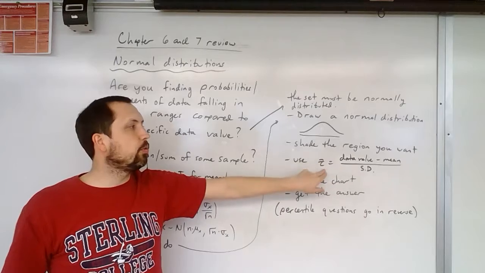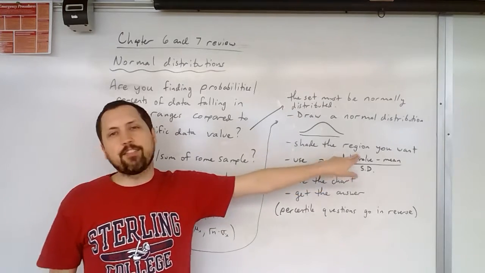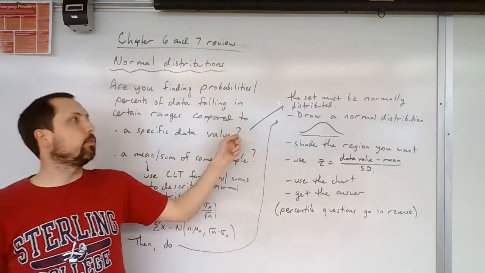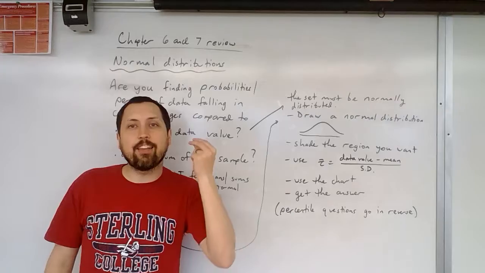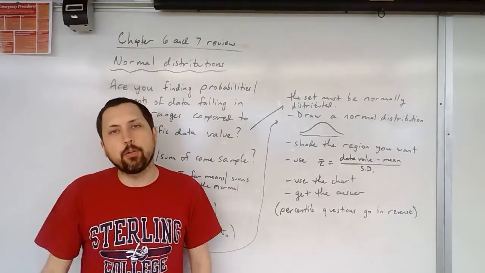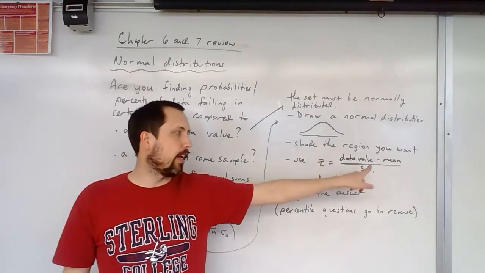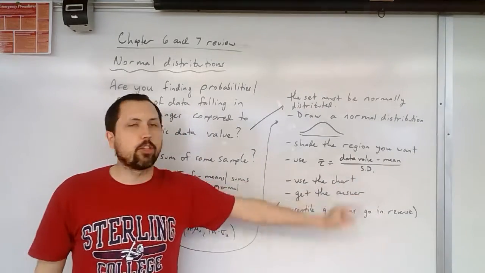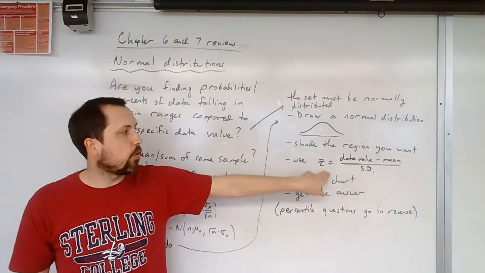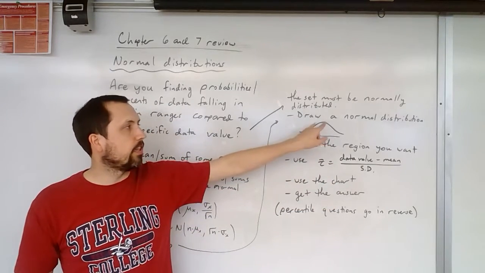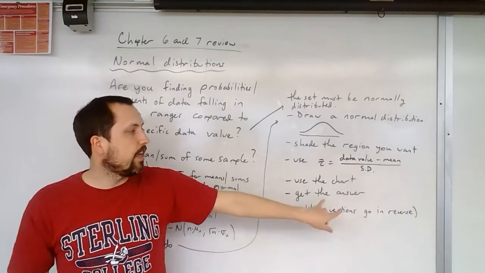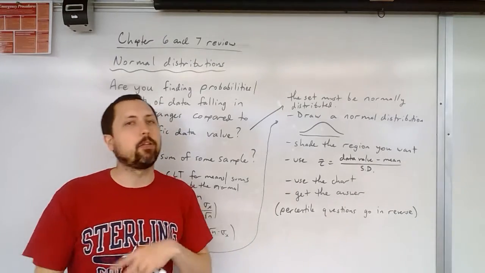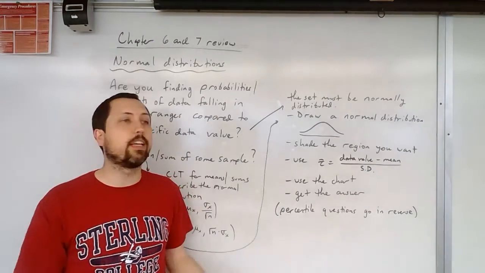Shade whatever region. Use the regular formula for z: a data value minus a mean, divided by a standard deviation. In this case, because you're working with a normal distribution, the mean that I give you is the mean, and the standard deviation I give you is the standard deviation. So that just gets plugged in. Then you use the handy-dandy chart because you have a normal distribution. So you have the z-score. You'll use the chart to find the percent that's between the data value and the mean, and then you do whatever you need to get the answer. Maybe you subtract the numbers, maybe you add them, maybe you add 50, subtract 50, whatever it is, to get the right answer.